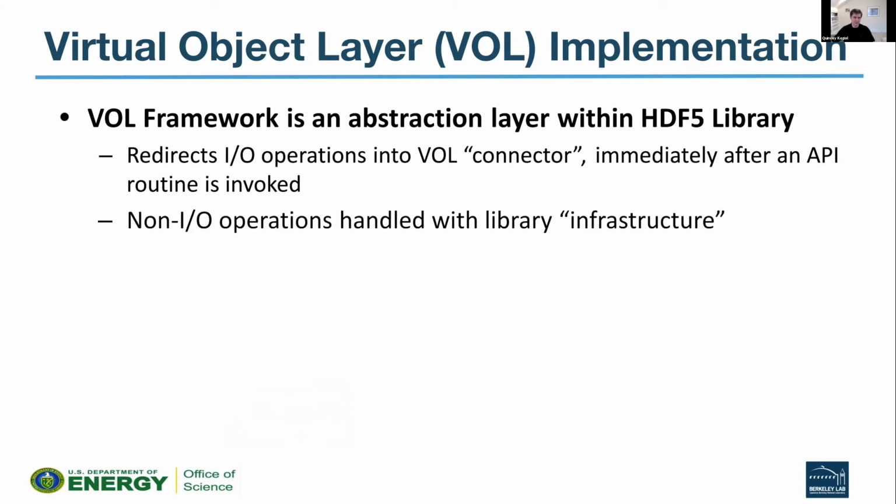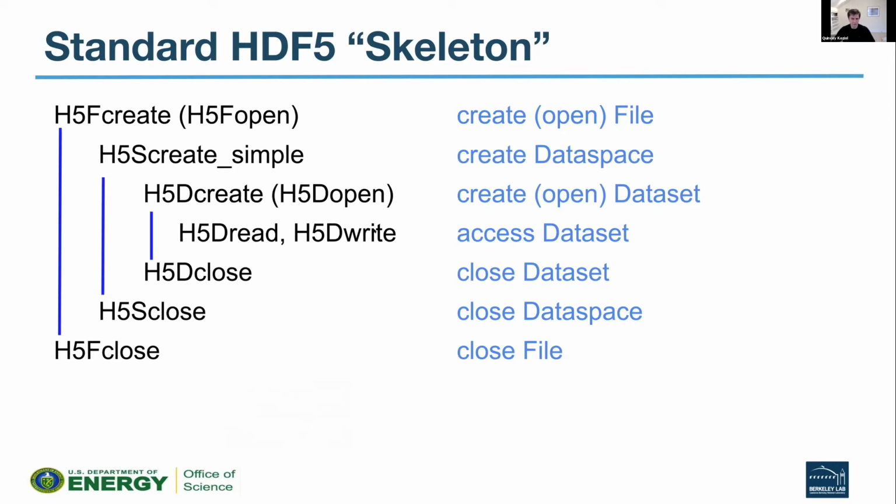So I say, hey, the VOL framework is an abstraction there within HDF5, and I/O operations are redirected into the connector, and non-I/O ones go into the library infrastructure. What's that look like from a programming perspective, right? This is a very standard HDF5 skeleton we show lots of times in tutorials. Create a file or open it, create a data space, create the data set, do some I/O, shut things down, right?